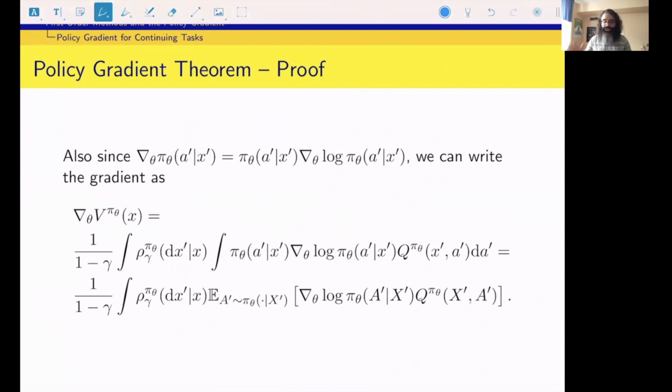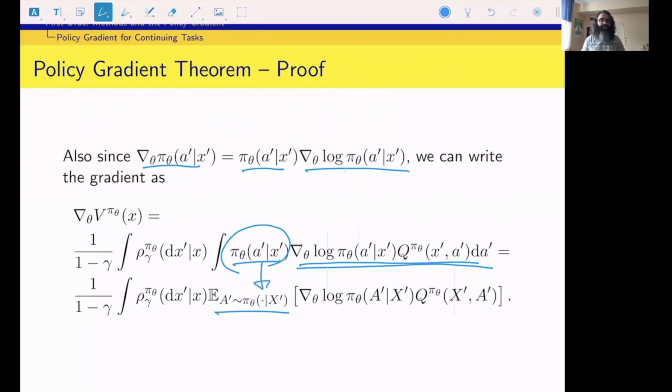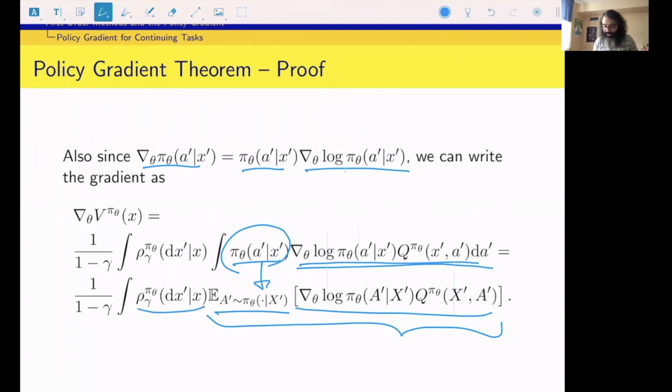The last statement is just a substitution that we had before, that we can substitute gradient of pi with pi and log pi. And if we do the same, this inner integral becomes, we have a pi, and then we have these two terms. Now, because of this pi, I can interpret it as an expectation when samples are coming from distribution pi, which is nice because then if I have samples from that distribution, I can form an unbiased estimate of this inner expectation, inner integral. What remains to be done is to have samples from this rho of pi theta of gamma.